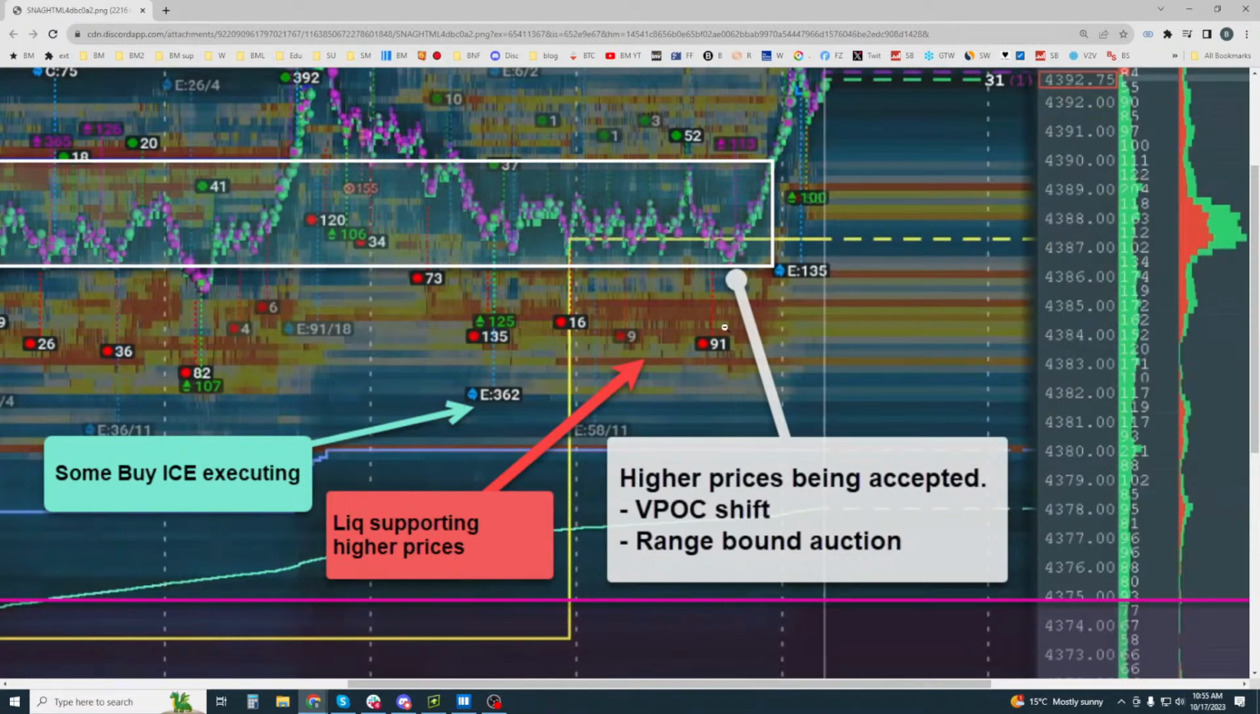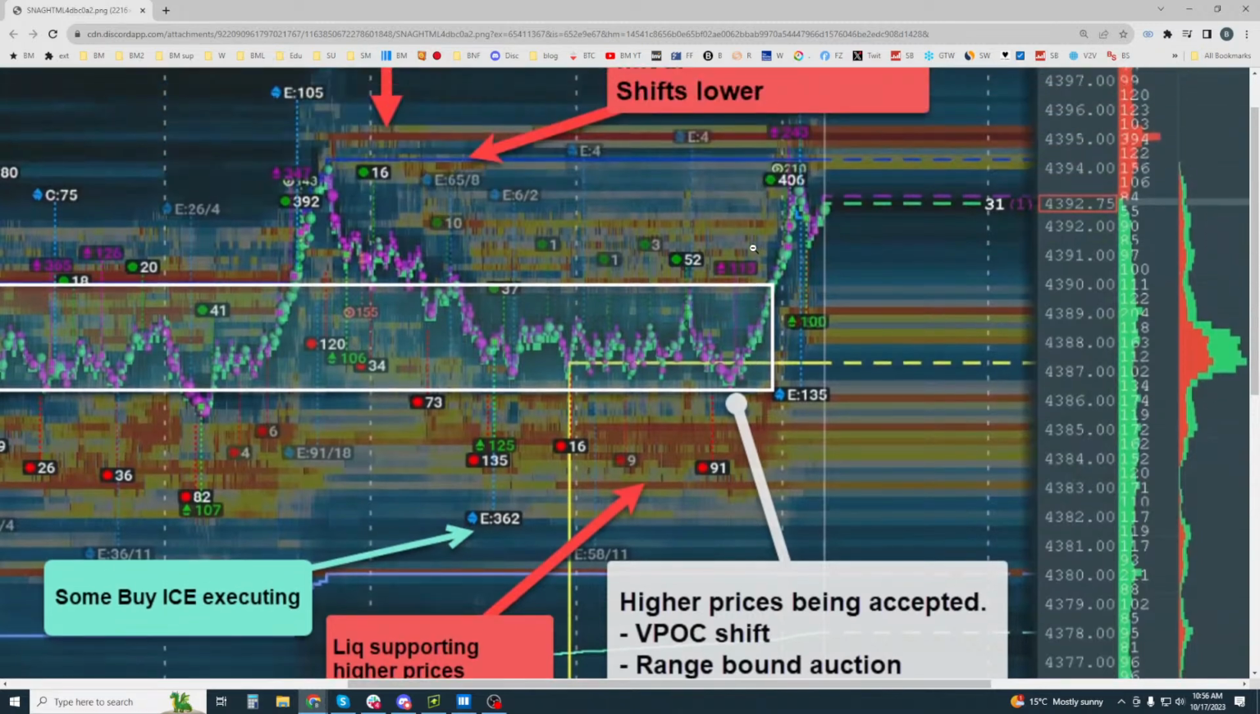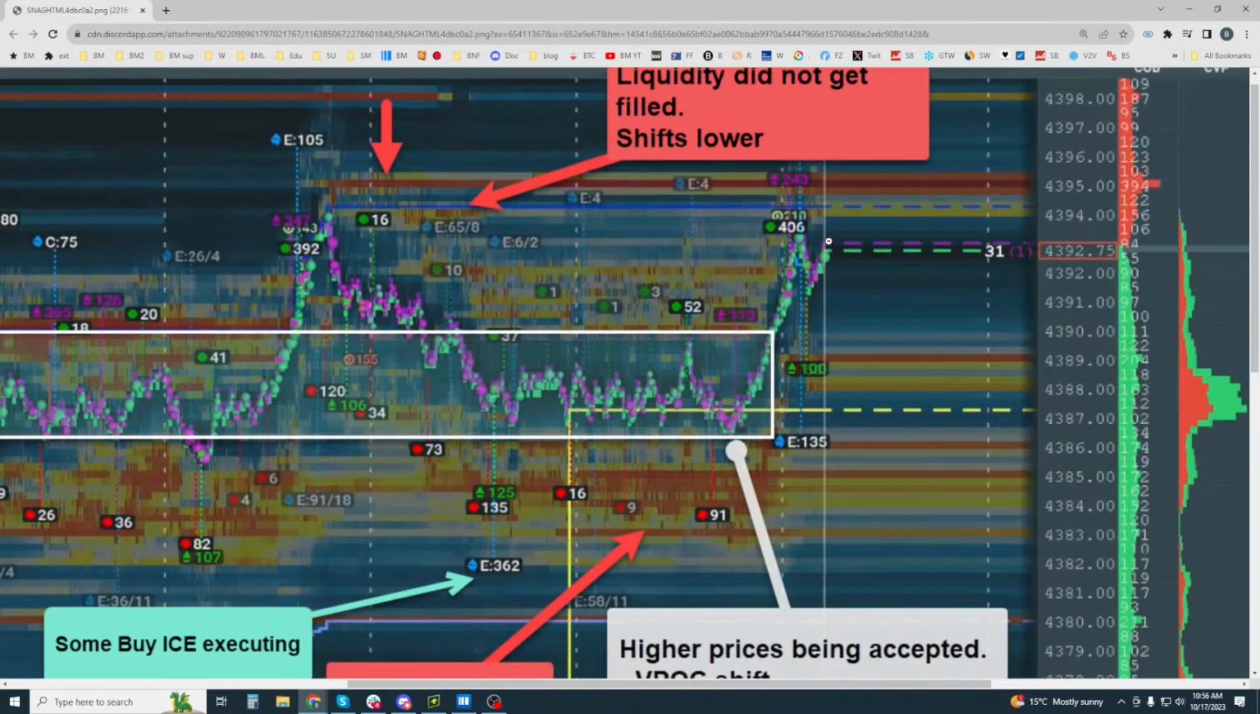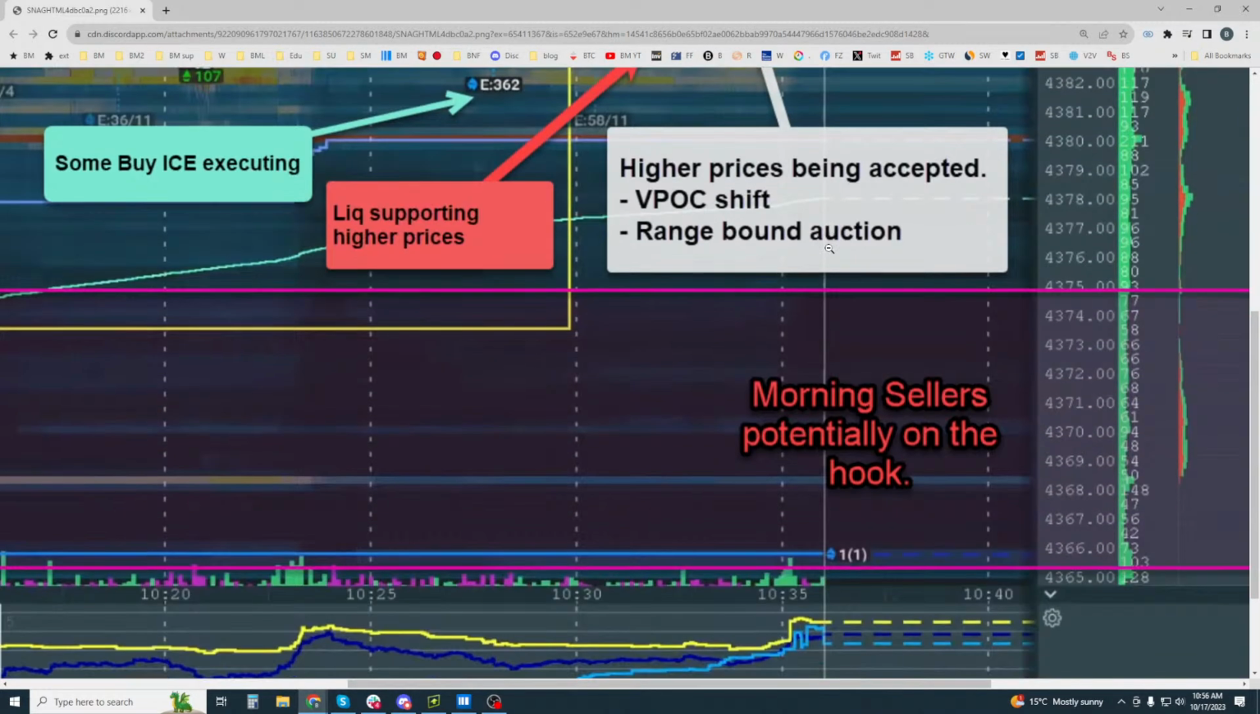Look at the liquidity supporting this move higher, and then higher prices being accepted. The VOP shift. Okay, that's good. You look at your volume profiles and your shifts in here, and yeah, this is where it starts, identifying these things in the order flow. Now you can start to look at identifying where you might get in and where you might get out, and then study these examples again and again and again. It's as simple as that. It really is. And then you become an expert.